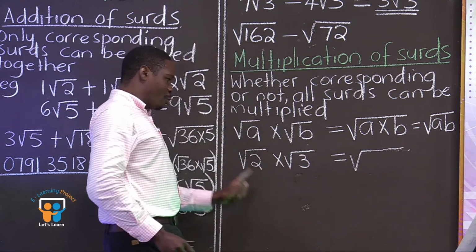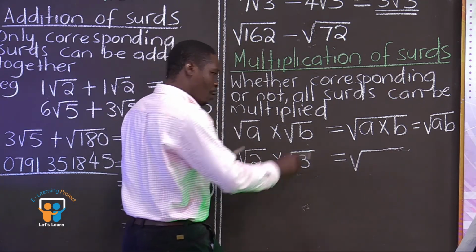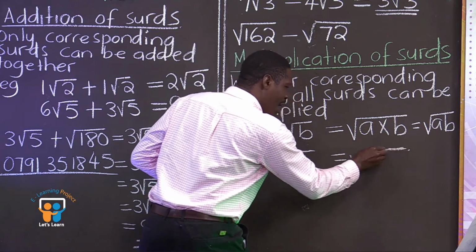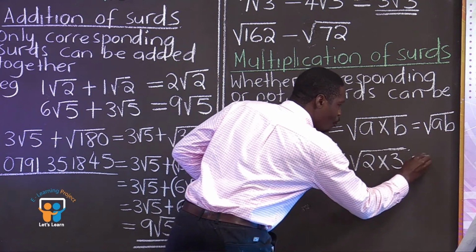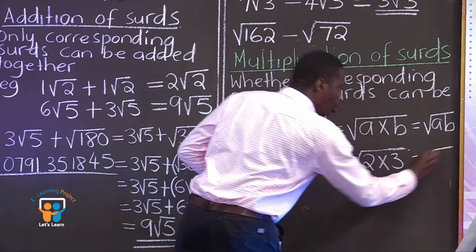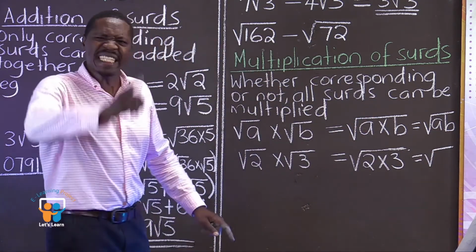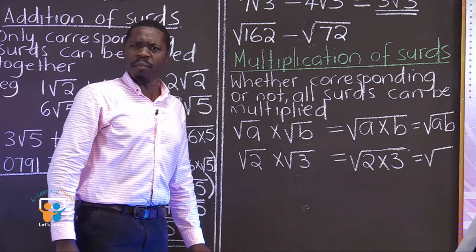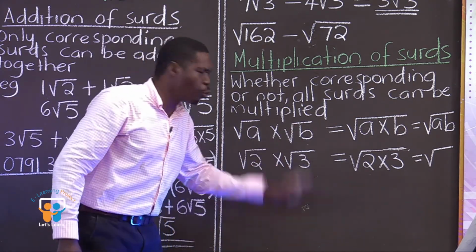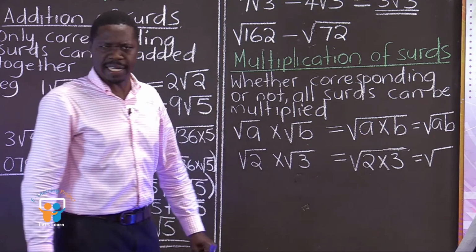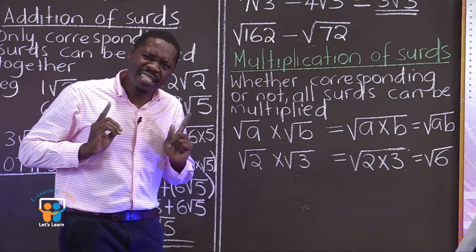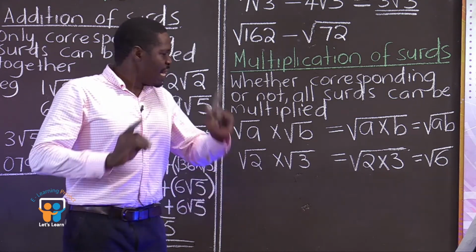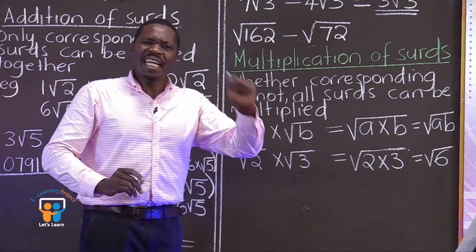Now, root 2 times root 3. We are going to have a common root, and then we have our 2 times a 3, which will give us the root of 2 times 3. It is not 23. I'm hearing someone talking about 23. 2 times 3 does not give you 23. It gives you a 6. As simple as that. That is how we multiply SADs.